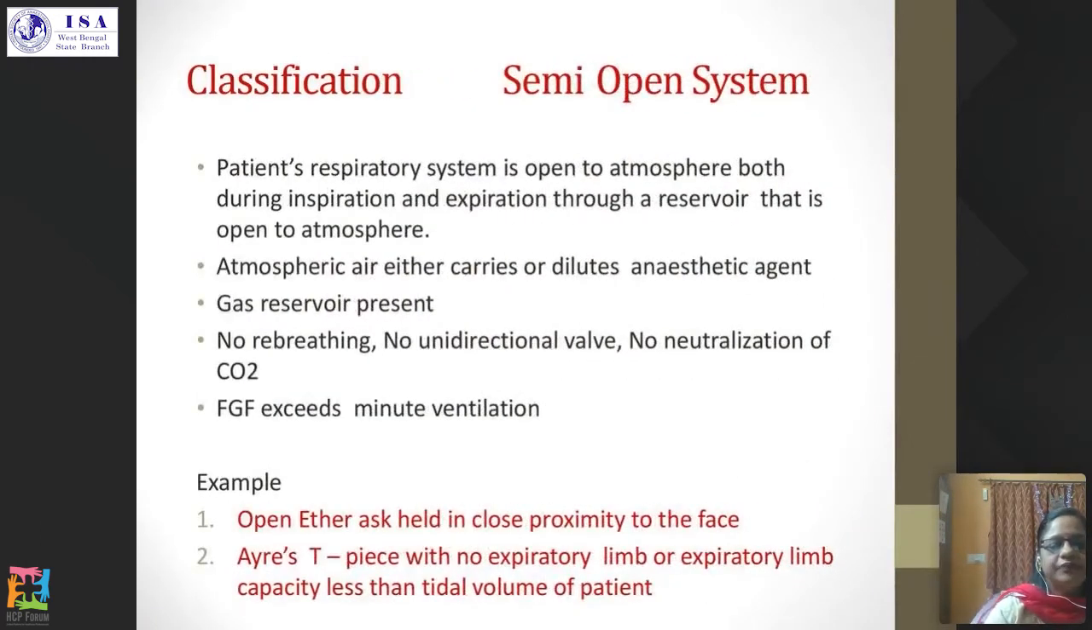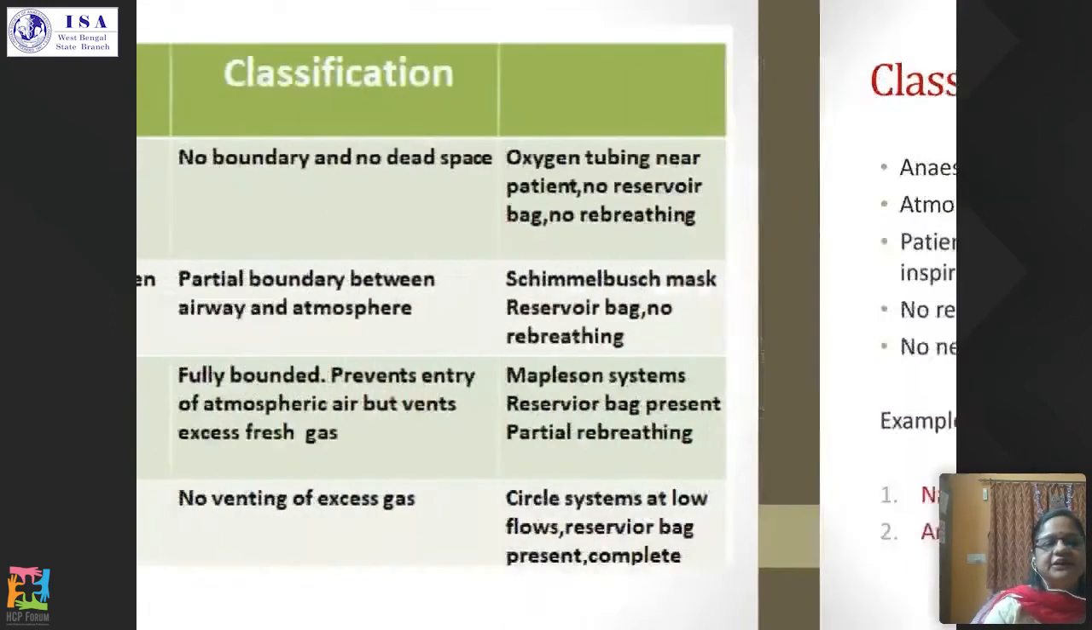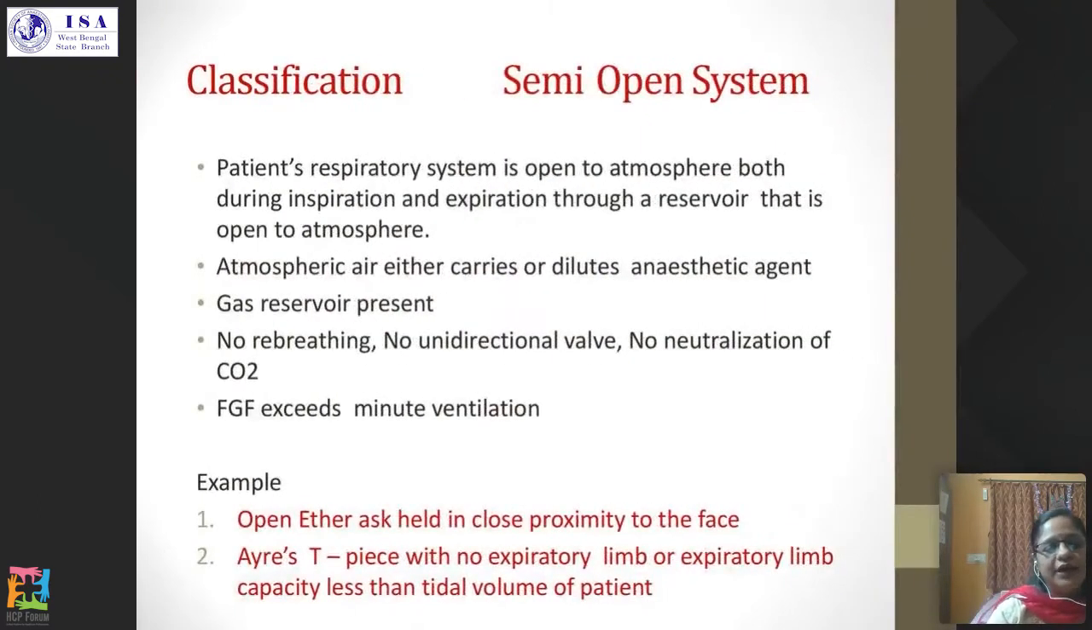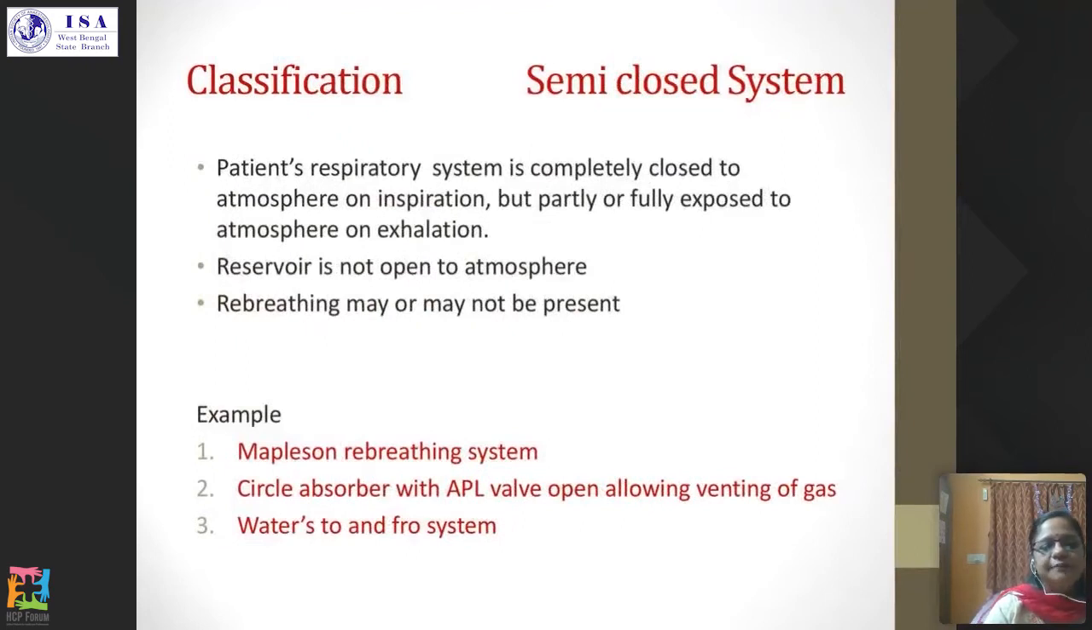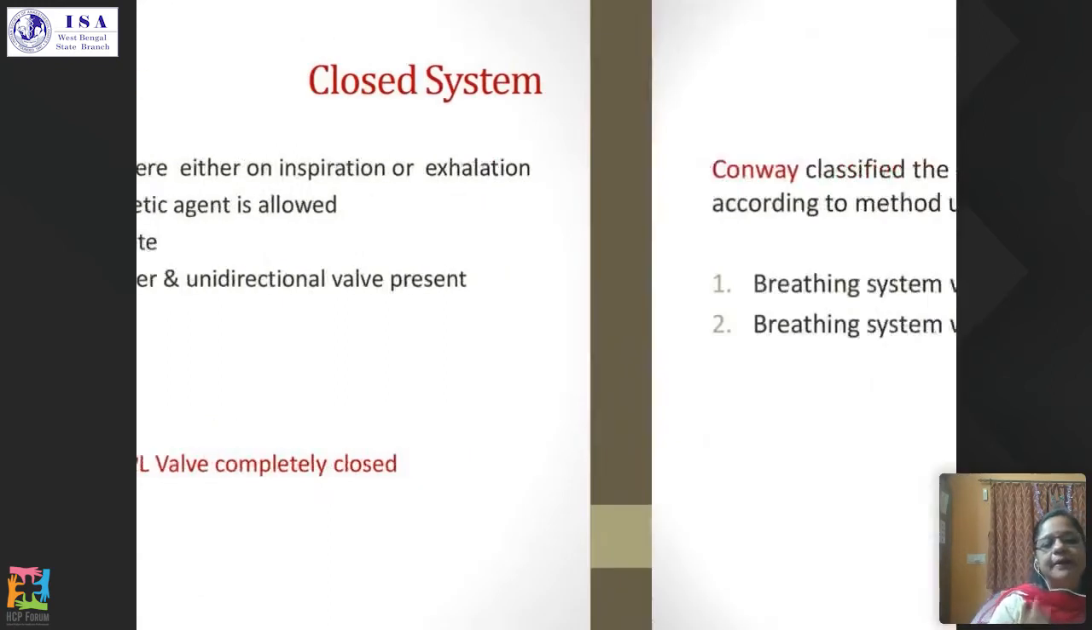Open, semi-open. In open system, the examples are nasal cannula and open ether mask held away from the patient. And when we fix the open ether mask in close proximity to the face, it becomes a semi-open circuit. All Mapleson's and rebreathing systems come in the semi-closed system. And finally, the closed system, the circle system with APL valve, completely closed with complete rebreathing.